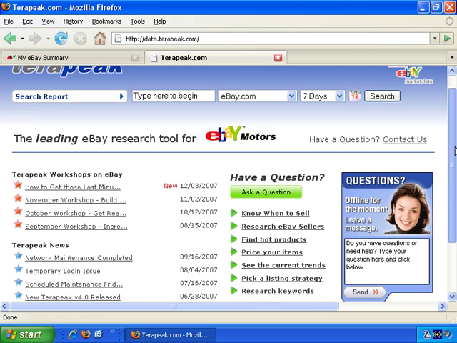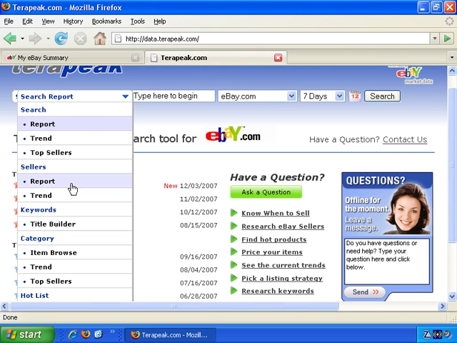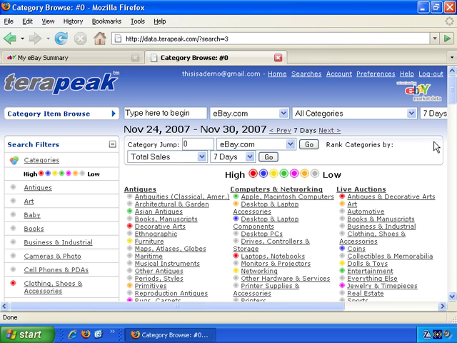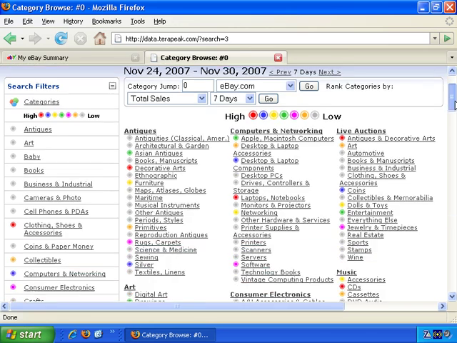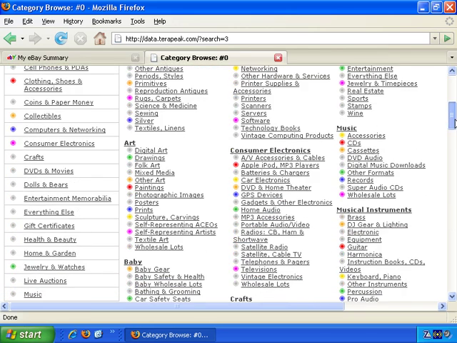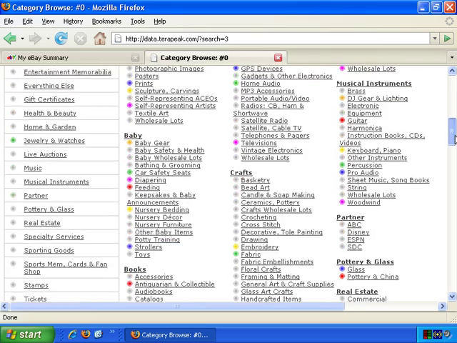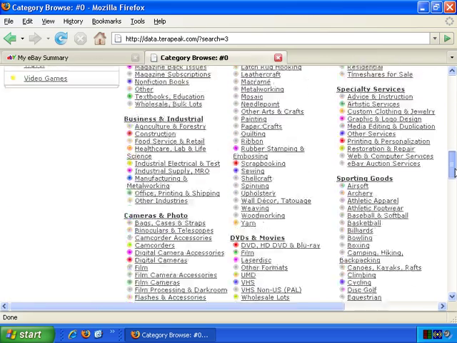Now, let's start taking a look through the Category submenu. And there are three options: Item Browse, Trend, and Top Sellers. Let's start with Item Browse. Okay, in the first place here, you're presented with basically every category and the first level subcategories on eBay. They're all listed here.